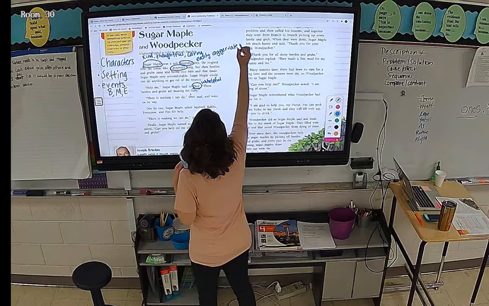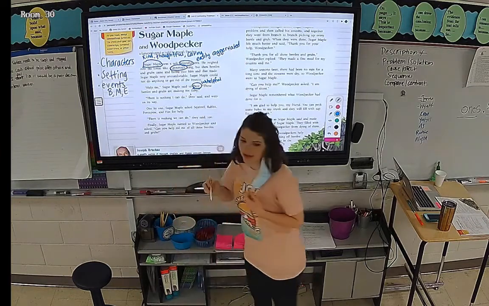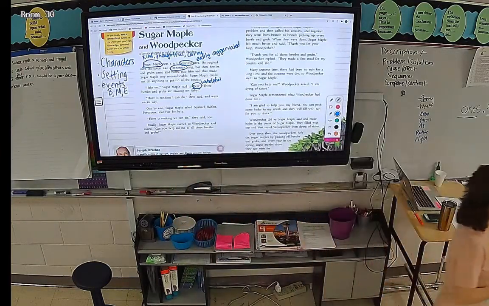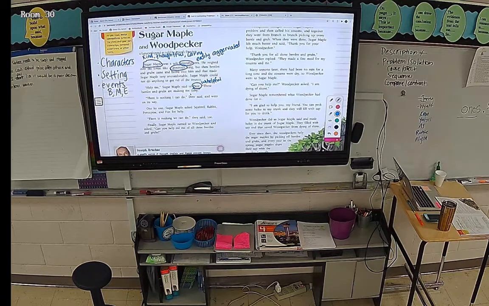Okay, will y'all add that, please? Easily aggravated, because you can be helpful to others, but then aggravated when something happens to you, right? So he was aggravated about the grubs and the beetles, but then he was willing to help Woodpecker later. So he was kind and caring, but he also got pretty aggravated pretty easily, right? Okay.